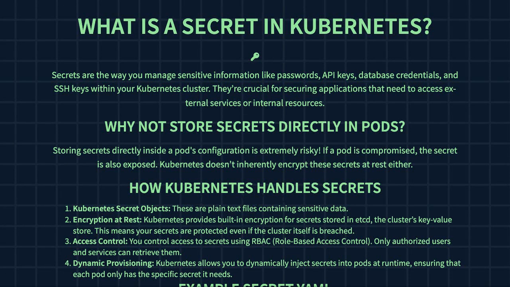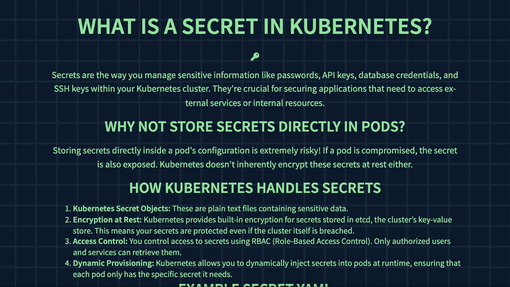Okay, let's talk about secrets in Kubernetes. Basically, they're how you securely store sensitive information like passwords and API keys, things you absolutely wouldn't want lying around in plain sight within your pods. Directly embedding these into your deployments would be a huge security risk.